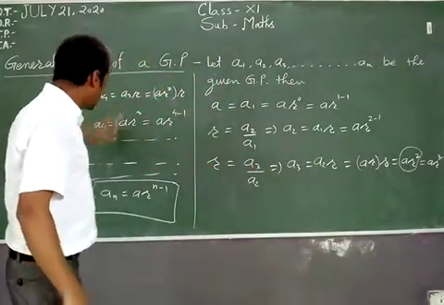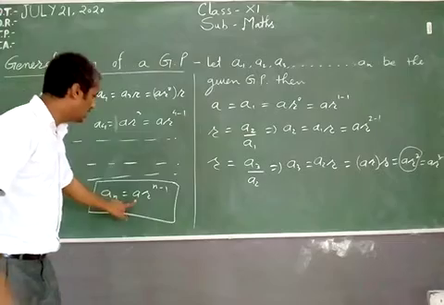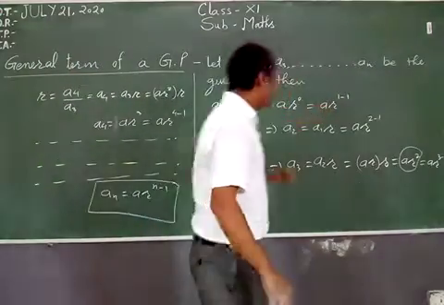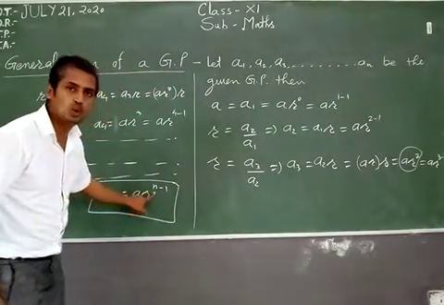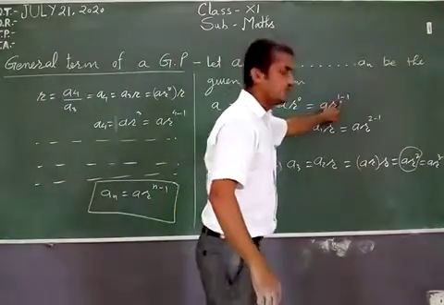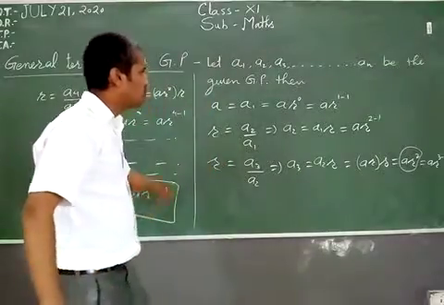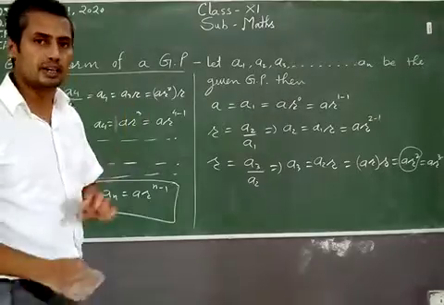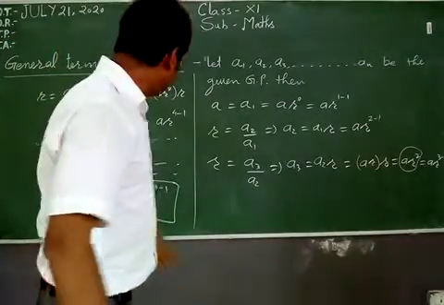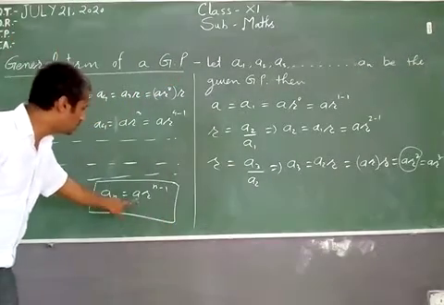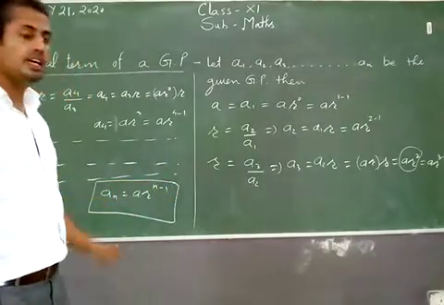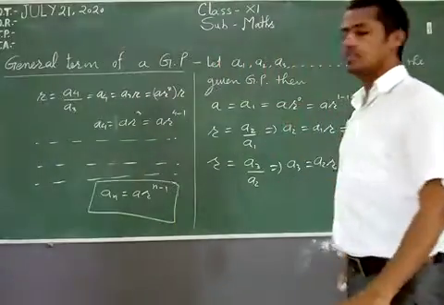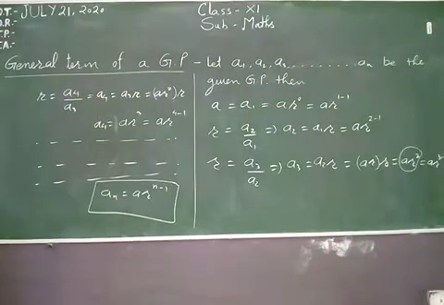Similarly, we can find more terms. Up to n terms, we can write here A into R power n minus 1, because if I put n equal to 1, we will get the first term, n equal to 2 the second term, or n equal to 3 the third term. We can denote this formula Tn equals A R power n minus 1, or An equals A R power n minus 1. This formula is known as the general term of a GP.